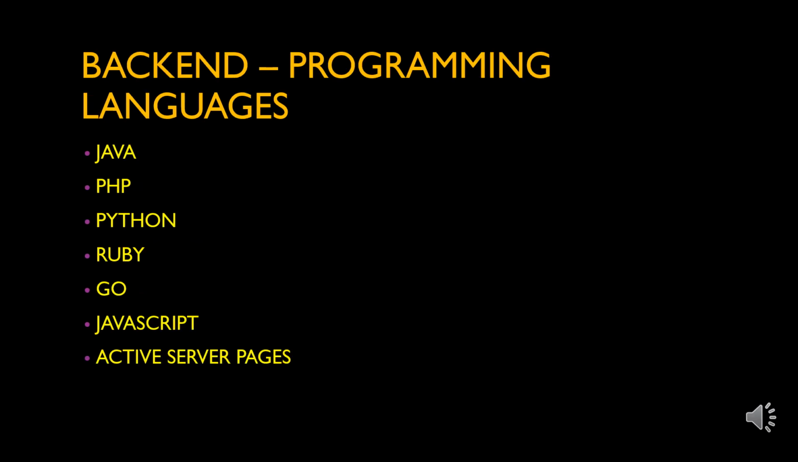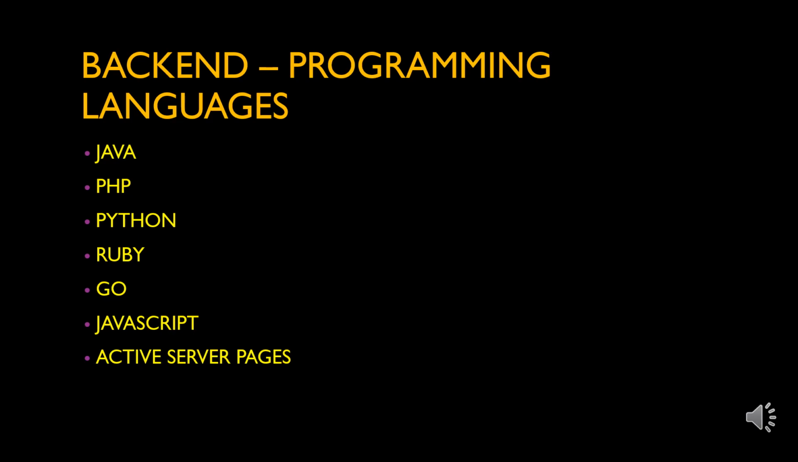So for the backend, we are going to use some programming languages. We have a variety of programming languages, but I have listed a few of them here. Why did I choose like this? This is for web development applications, and for web development applications we have some restrictions on the programming languages. Those used as a backend, I'm listing here: Java, PHP, Python, Ruby, Go, JavaScript, and Active Server Pages. So these are the choices for choosing a backend.